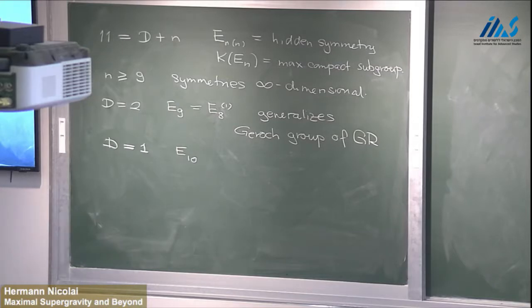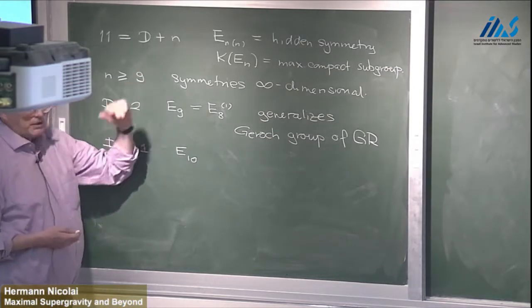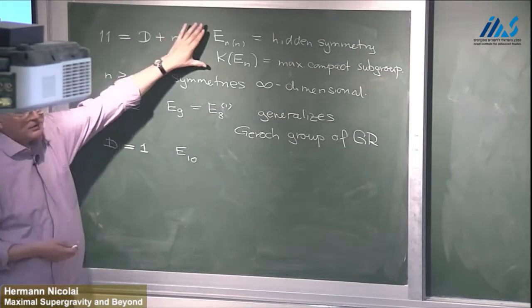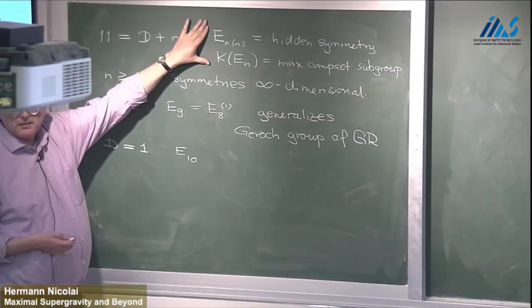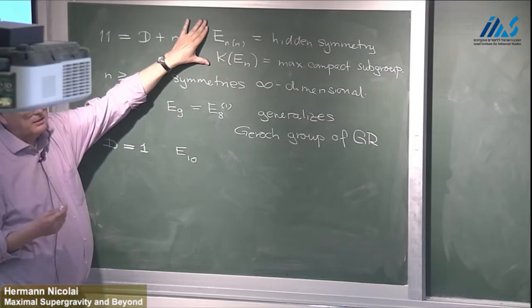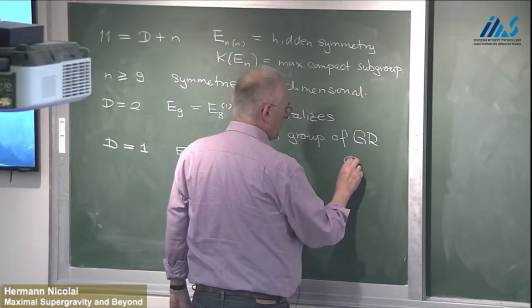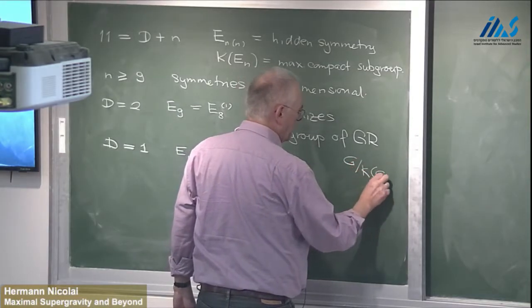Well, that's what I want to explain. Yesterday I talked about, actually I'm losing time for things I didn't want to talk about. But anyway, I said here the scalar moduli space is a coset space G over K. So that's the general structure that you always get. It's G divided by the maximal compact subgroup.